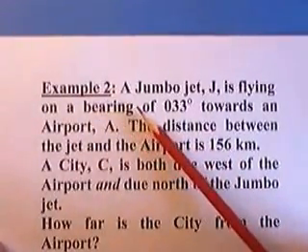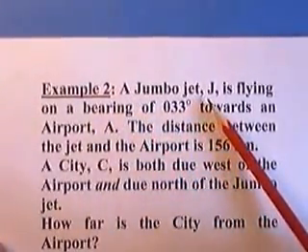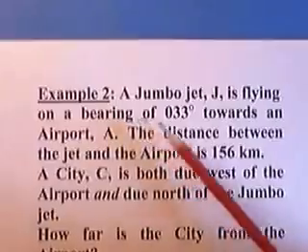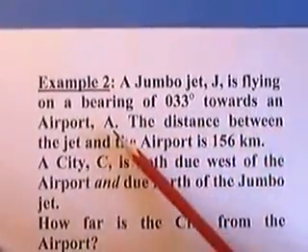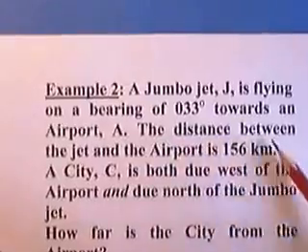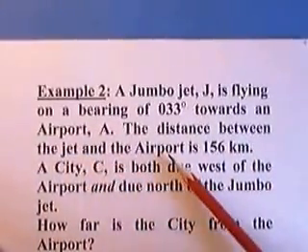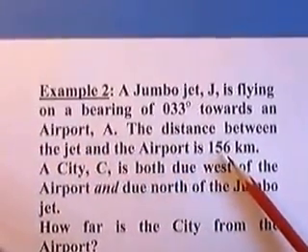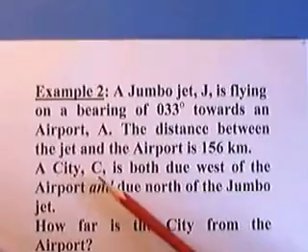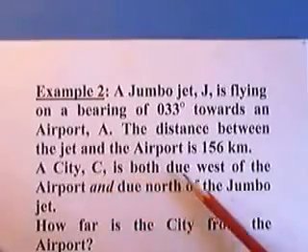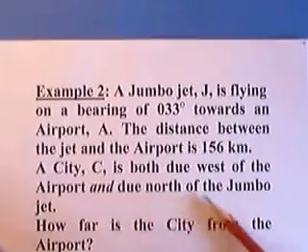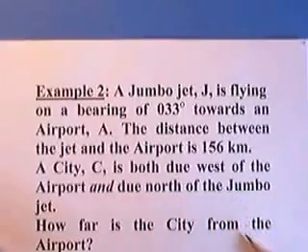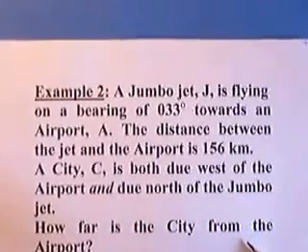A jumbo jet J is flying on a bearing of 033 degrees towards an airport A. The distance between the jet and the airport is 156 kilometers. A city C is both due west of the airport and due north of the jumbo jet. How far is the city from the airport?